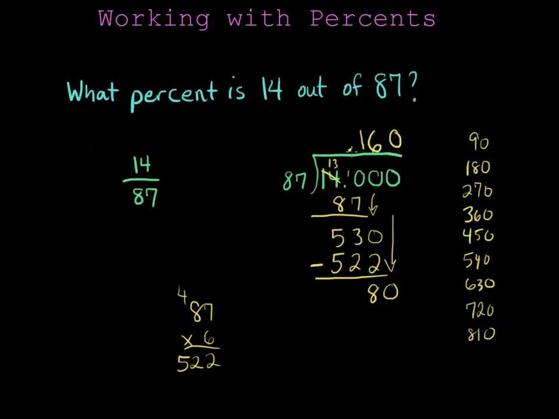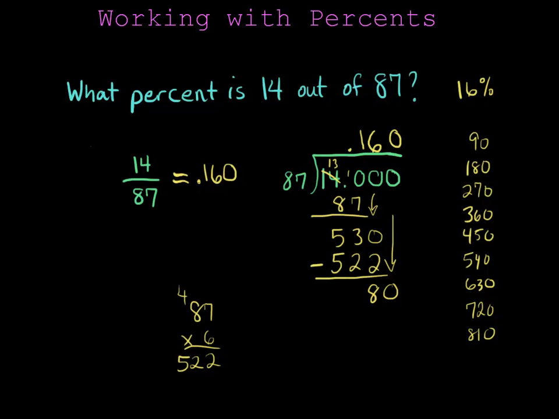So far I have enough information to round this to the nearest percent. So if 14 out of 87 is approximately equal to 160 thousandths, or 0.160, then I can round this to 16%.